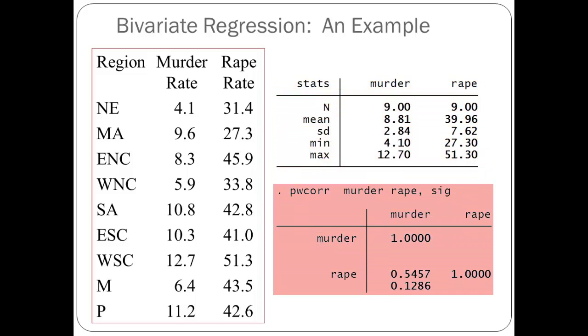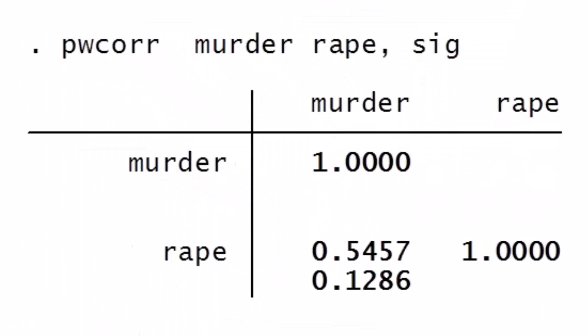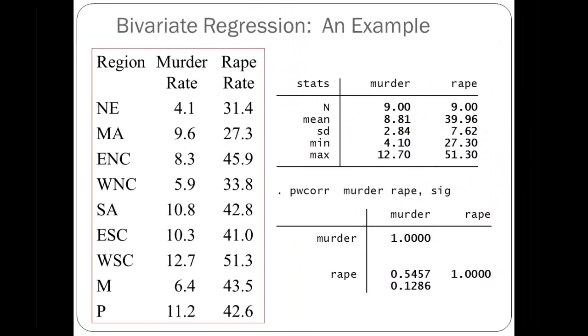Down at the bottom, I'm showing the output from Stata of the correlation coefficient. We're seeing a correlation coefficient here between the murder rate and the rape rate of 0.5457. And we can just round that up to 0.55. This is a moderately strong correlation coefficient, and it's positive. So what it's telling me is that for regions that have high murder rates, there's also high rape rates. And for regions that have low murder rates, there are low rape rates on average. Let's go ahead and look at a graphic and see if that helps us understand the relationship.